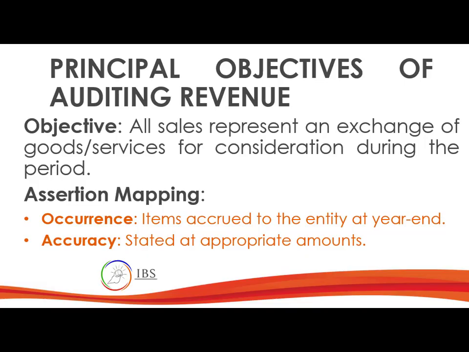So this is overall, with regards to revenue: occurrence is important, and accuracy. I think I mentioned that a while ago. This is like an overall approach. Next.